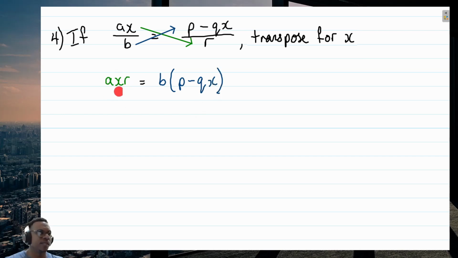Now I already have this term in x here, and this other term in x is inside these brackets here. So first I'll have to expand the brackets, and then I can bring the term in x across the equal sign. So I'll have b times p would give me bp, and b times negative qx would give me negative bqx. Now I can bring this term in x across the equal sign to the left hand side. Now there's a negative sign in front of the term, so when it goes across the equal sign to the left hand side, the sign in front of it will change to positive.